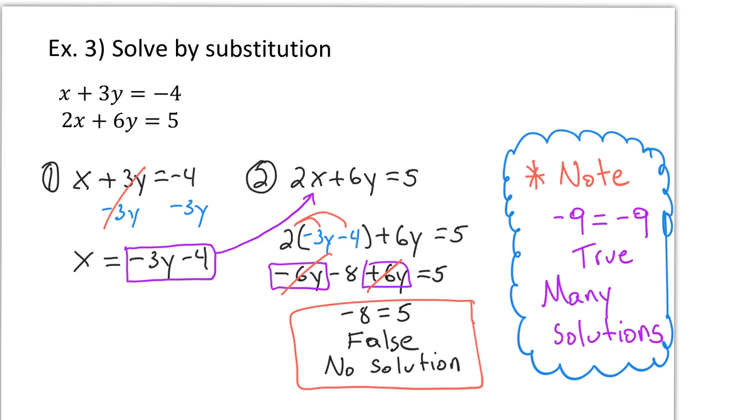And just to recap, just to review a little bit, when you graph, if you use Desmos or another graphing calculator and you graph the equations, many solutions means the two equations are the same line. So one line is on top of the other one.